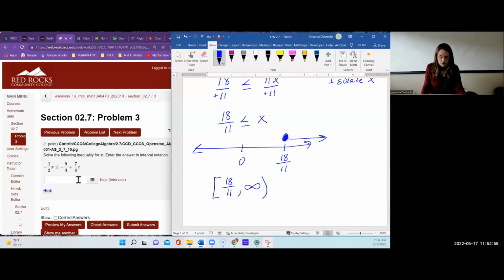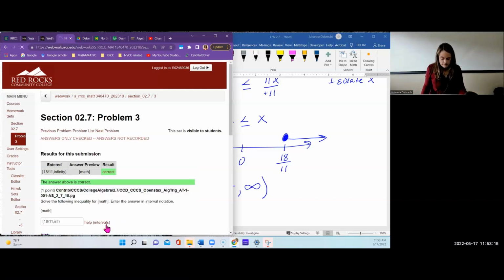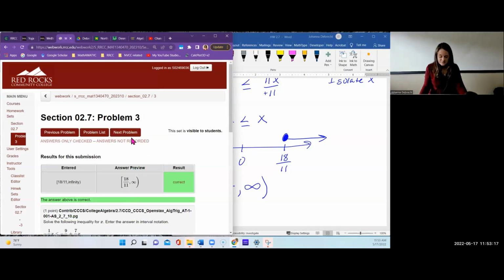Now let's put our answers in and see how we did. Square bracket on the left. Well, I can't see my numbers again. 18 divided by 11, comma, infinity. Round parentheses. Where's my round parentheses? Perfect.